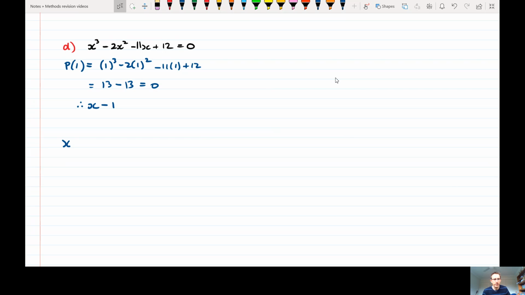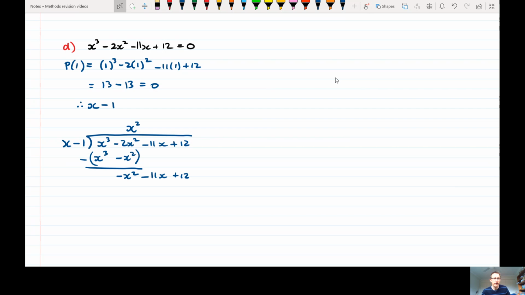At this point, I'm going to now use long division, divide it through. Like that. So x cubed divided by x is x squared. And we multiply out x squared times x is x cubed minus x squared, and we subtract. So that disappears. -2 minus a -1 makes it +1. So -2 plus 1 is negative x squared, and we bring the rest down.